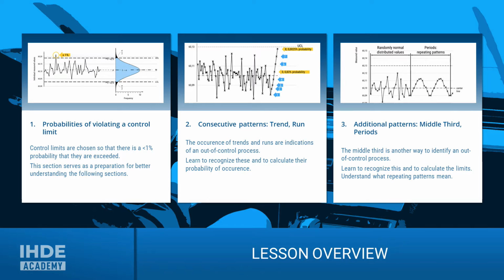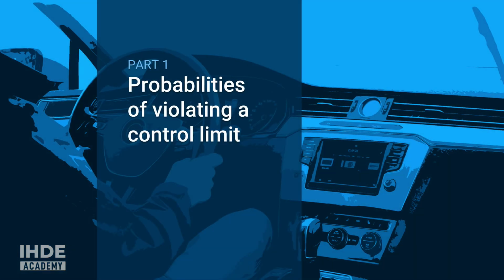Finally, we cover the so-called middle third and periods. Since the occurrence of a middle third event also indicates an out-of-control process, you will also learn to recognize this and to understand the mathematical background. Let's start with the probabilities of control limit violations.